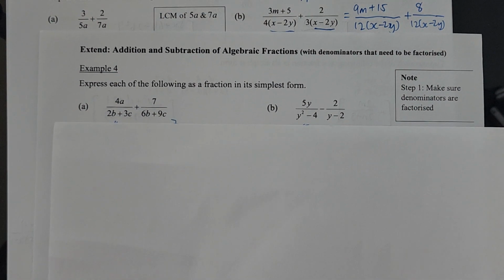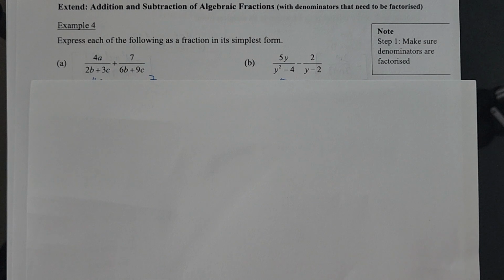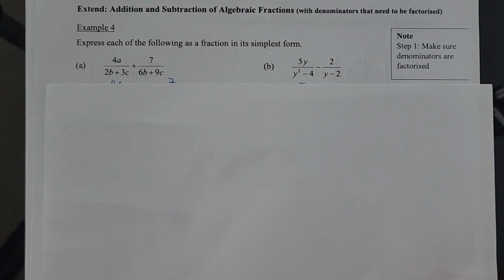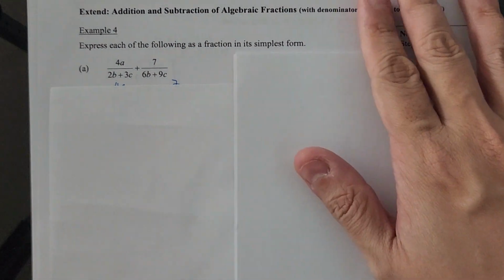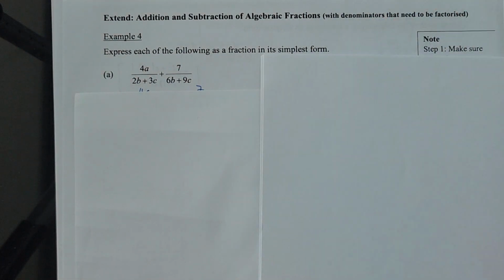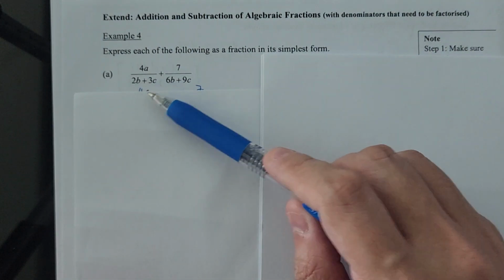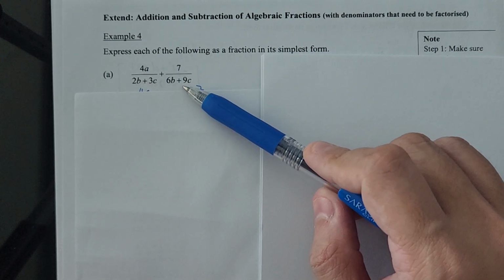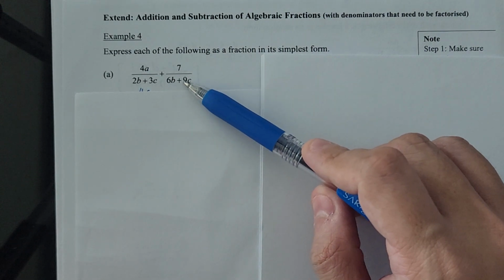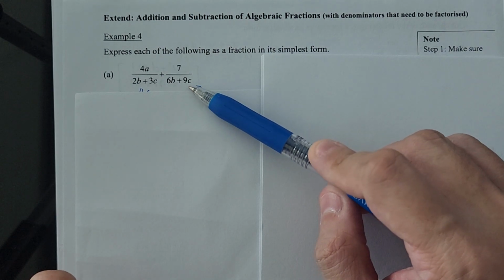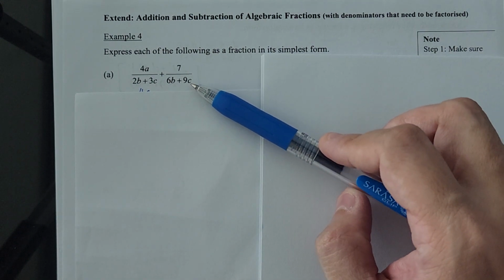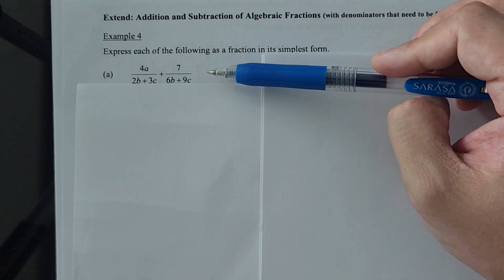Now over here, I'm going to do the same thing, addition and subtraction of two fractions. Over here, it is a little bit interesting. Let's look at A first. Why is it interesting? Because there's more than one term, and not only that, you look at this 6b plus 9c. For the denominator of a fraction, we always try to factorize the denominator whenever possible.